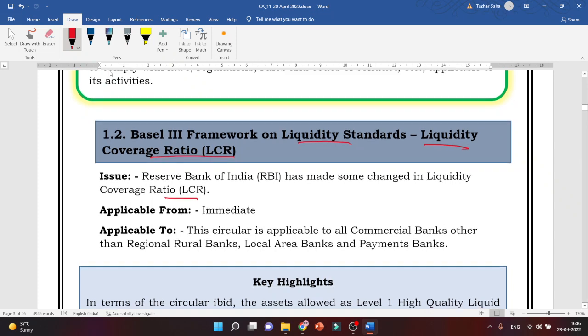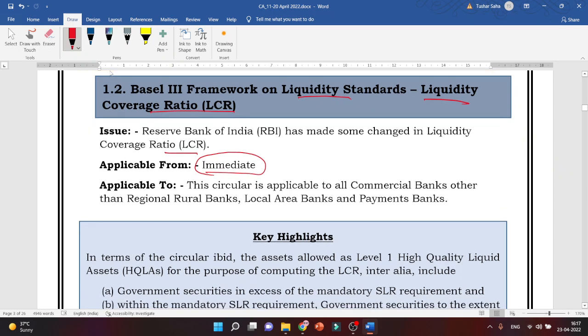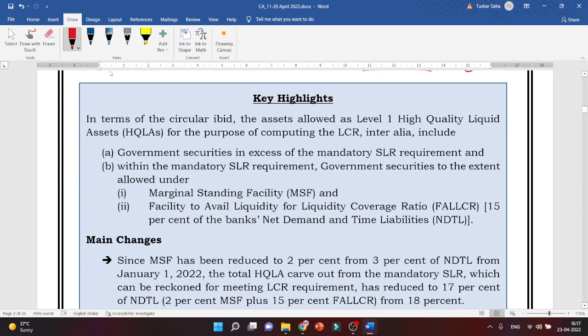It is applicable when? It is applicable as soon as the guidelines came, means immediate. Then to whom is this applicable? The circular is applicable to commercial banks other than regional rural banks, local area banks and payment banks, right? Then what are the key highlights?